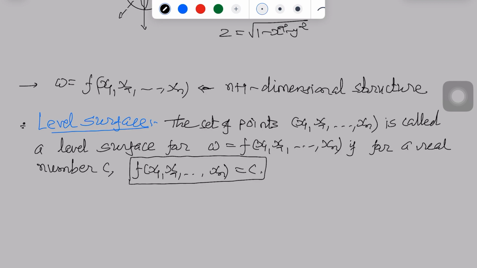Right. Now let us try to understand this with some visualization. For example, I have given this function w equal to f of x, y.